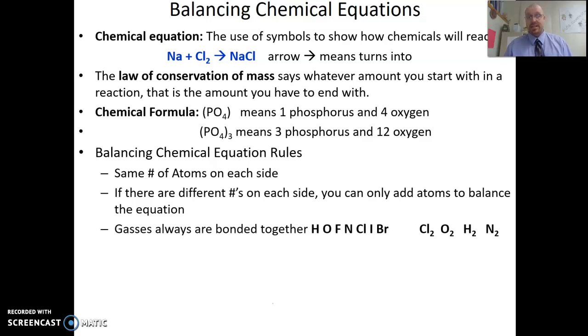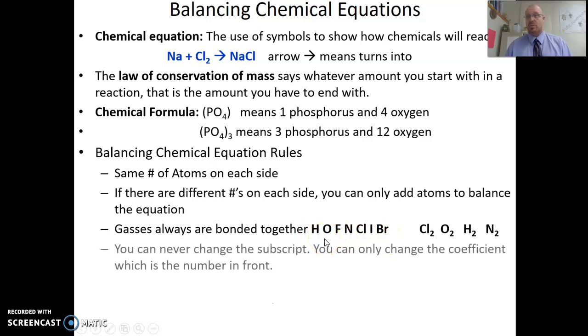Gases are always bonded together: hydrogen, oxygen, fluorine, nitrogen, chlorine, iodine, and bromine. These are all gases and they are diatomic, which means there are 2 of them. So chlorine gas is Cl2, and so on and so forth with all the other ones. So just remember that gases are always bonded together.